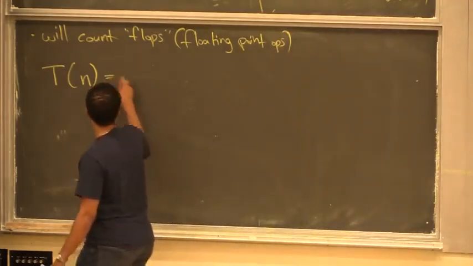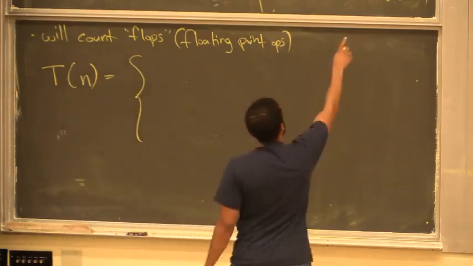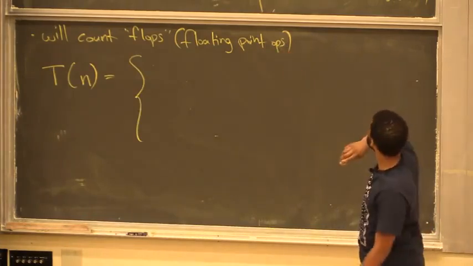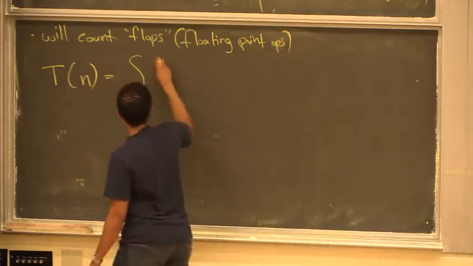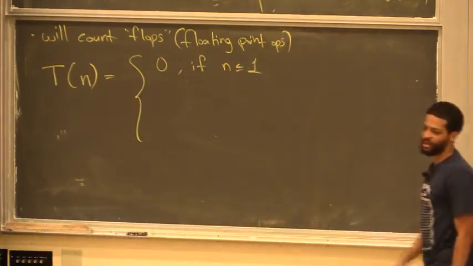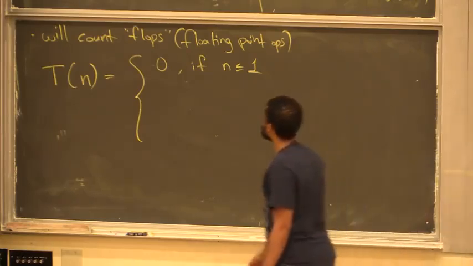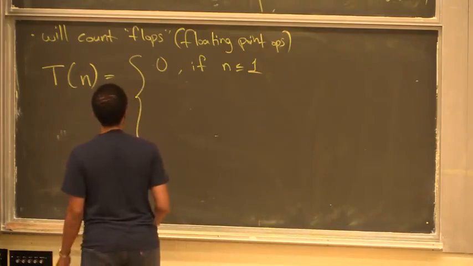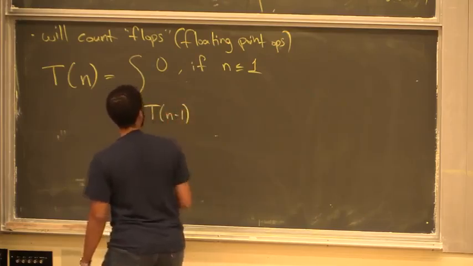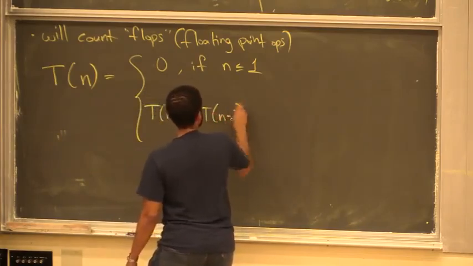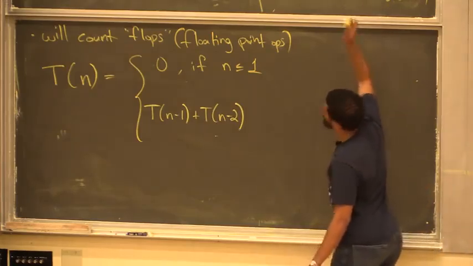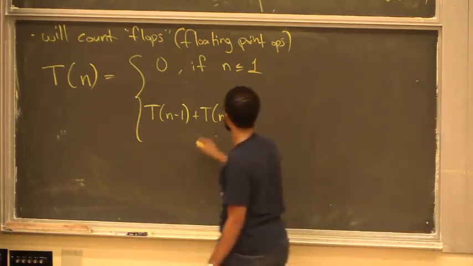Well, if I'm in the base case, I don't need anything, right? Let's say 0. I know the answer. I don't need to do any floating point operations. Otherwise, I'm going to do something like T of n minus 1 to compute fib of n minus 1 plus T of n minus 2 to compute fib of n minus 2. And then I do one more because I then add them together. That's one more floating point operation.